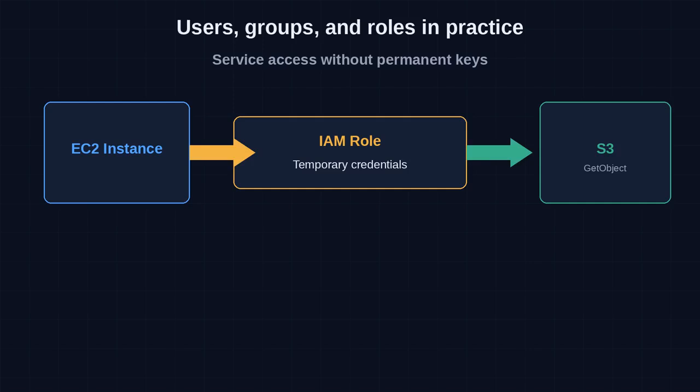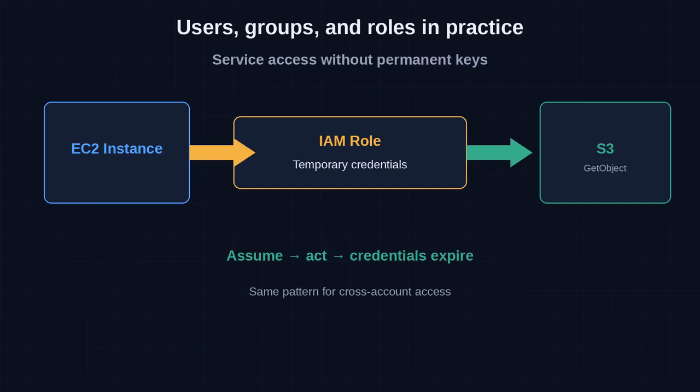A gift to anyone who steals a snapshot. Instead, the instance assumes a role. AWS hands it temporary credentials that expire and rotate. Same idea for cross account access. Trust a role, assume it for a task, drop it when the task ends. Users for long term people, groups for shared human permissions, roles for temporary, often automated access.